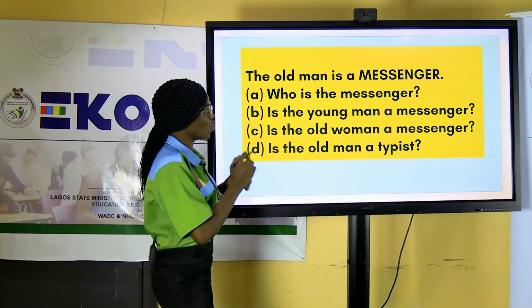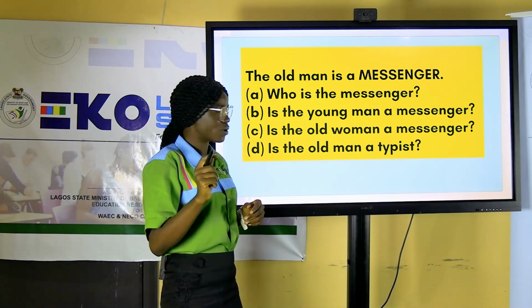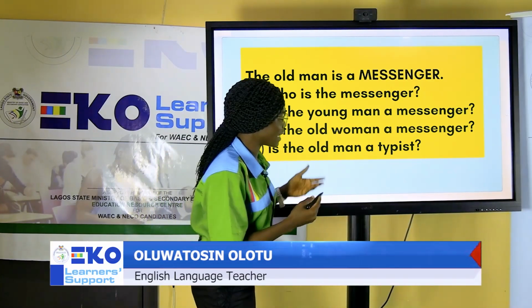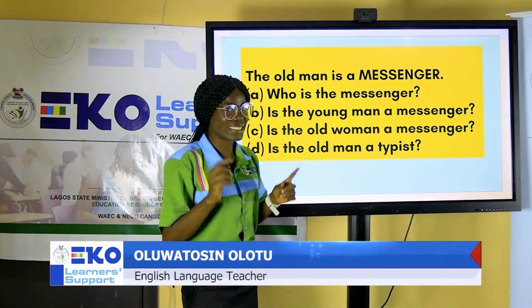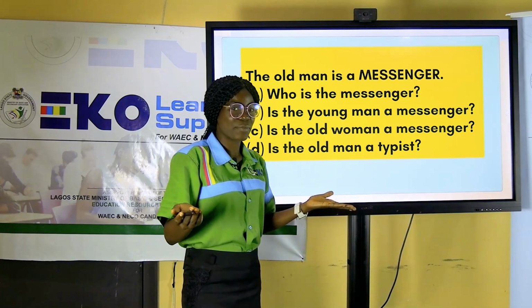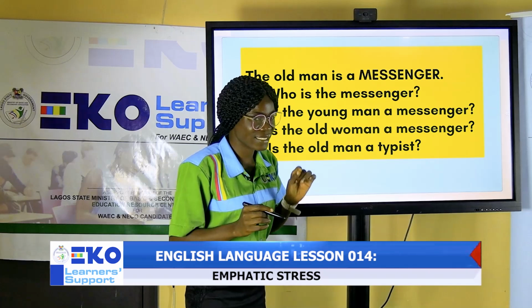So look at the options. Who is the old man? Oh, sorry. Who is the messenger? Is the young man a messenger? No. Is the old woman a messenger? No. All these are not drawing our attention to the emphatic stress. The last option that is drawing our attention to the emphatic stress is: is the old man a typist? Then you will say, no, I said the old man is a messenger, not a typist, not a farmer, not any other thing, but I said the old man is a messenger.